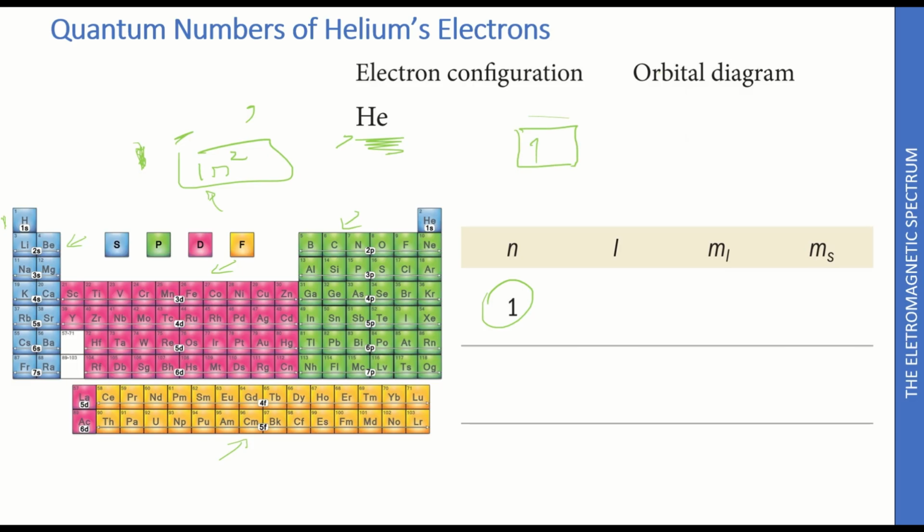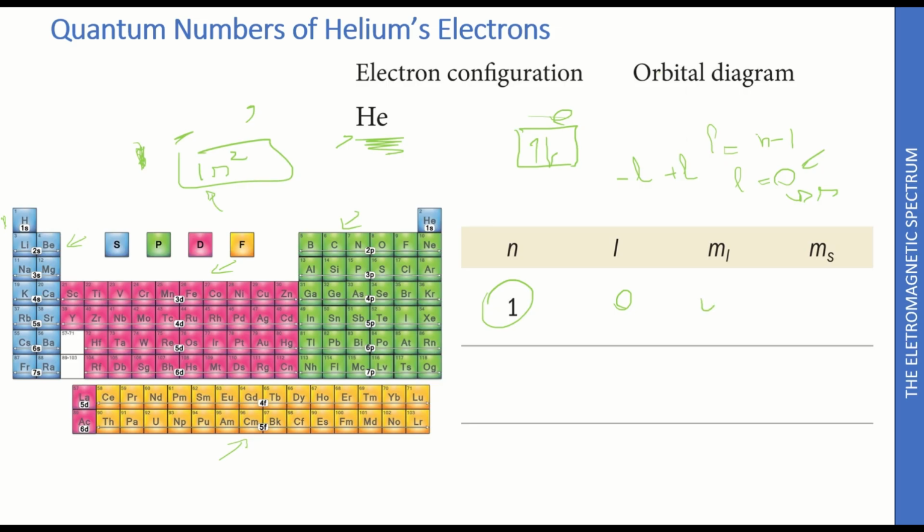I have one in this direction and the other in the other direction. Remember this? Pauli exclusion. So, okay, L, we know that L is N minus 1. So L is 0, which is the orbital S. ML goes from negative L to positive L, so it's 0. I only have 0.